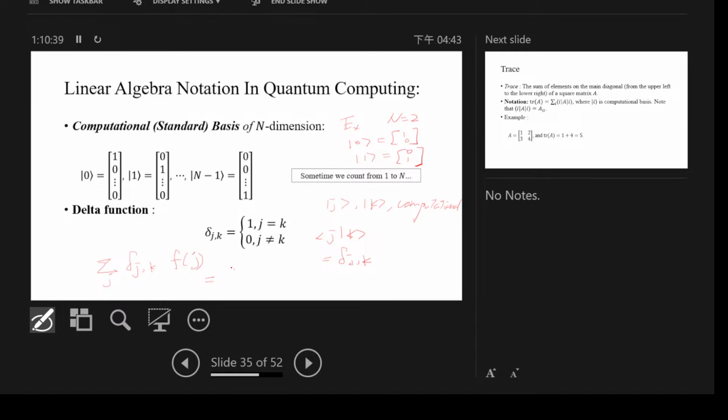Then this thing is just f of K. So say you fix K, because if you sum over J, you sum over all parts of J, and you have delta JK here, then all the J that's not equal to K just give you 0 here. So this delta JK will just pick all the J that's equal to K, and for those f of J, you only have value when J equals K, so you just get f of K here.